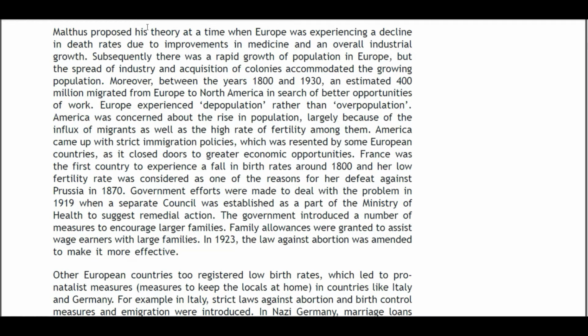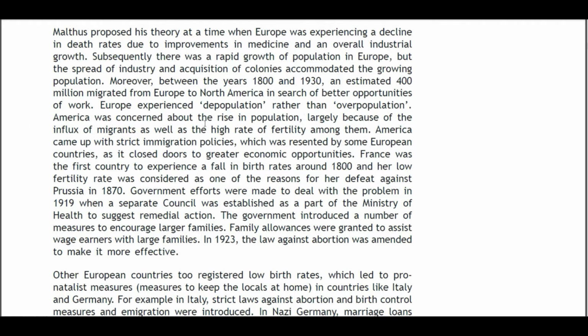Malthus proposed his theory at a time when Europe was experiencing a decline in death rate due to improvements in medicine and an overall industrial growth. Subsequently, there was a rapid growth of population in Europe, but the spread of industry and acquisition of colonies accommodated the growing population. Moreover, between the years 1800 to 1930, an estimated 400 million migrated from Europe to North America in search of better opportunities of work. Europe experienced depopulation rather than overpopulation.